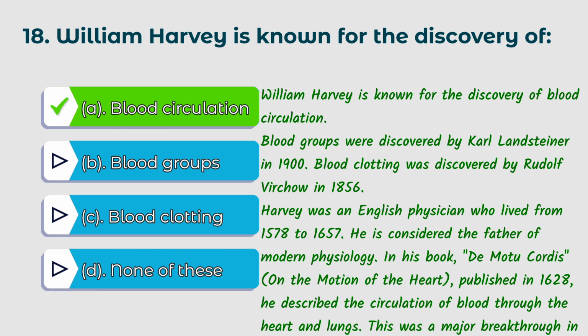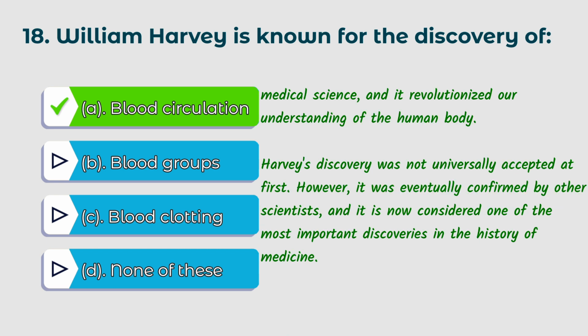In his book De Motu Cordis, on the motion of the heart, published in 1628, he described the circulation of blood through the heart and lungs. This was a major breakthrough in medical science and it revolutionized our understanding of the human body. Harvey's discovery was not universally accepted at first, however, it was eventually confirmed by other scientists and it is now considered one of the most important discoveries in the history of medicine.